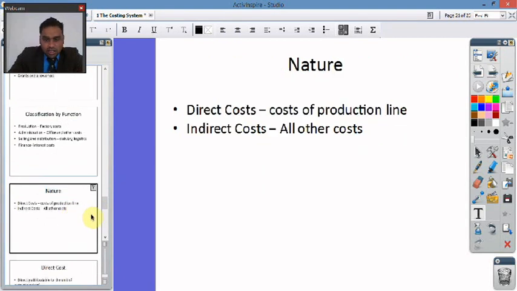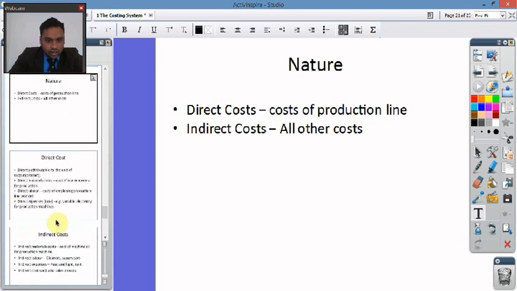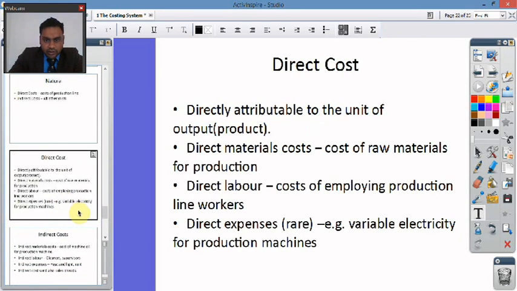Nature, so under nature you've have direct and indirect costs. Direct is basically looking at the production line, and indirect is all other costs. So we'll look at direct costs in more detail. Direct costs are basically costs that are attributable to each unit of product. So each time you produce a product, the cost would go directly up with that.